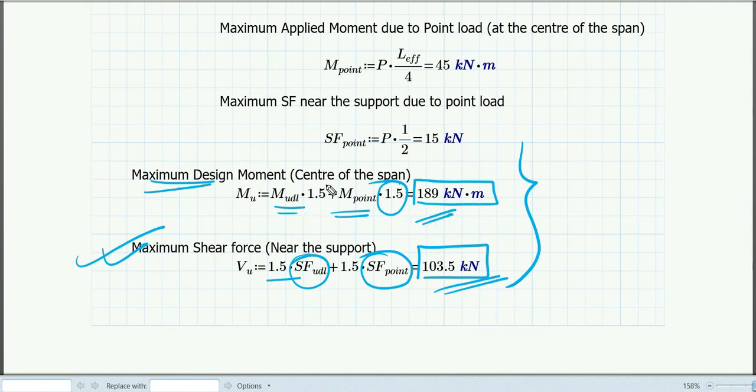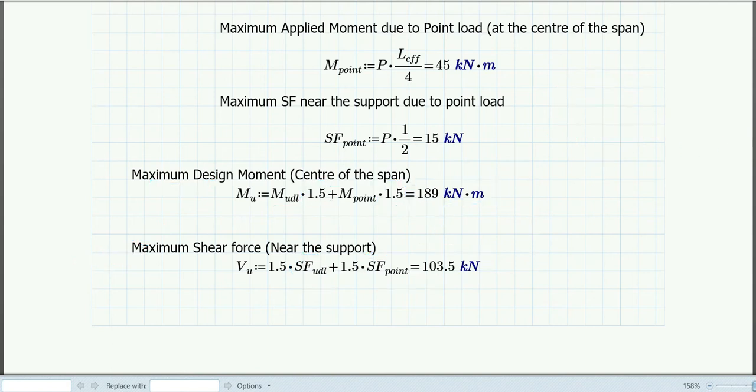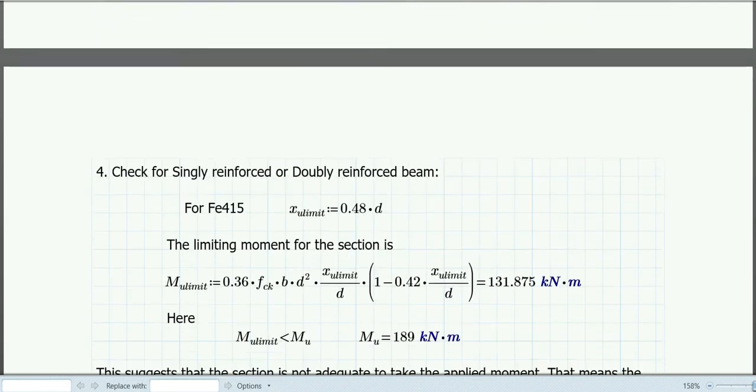And another thing that I want to repeat again, that this partial safety factor, though I have multiplied at the latest stage, if the partial safety factors are different for dead load and live load, suppose for dead load it is 1.5 and for live load it is 1.2, in that case you have to do this multiplication at the previous stage itself, while you are combining dead load and live load. But here, as the dead load and live load multiplication factor is 1.5, we have done it at the later stage, okay. Now let's go to the next page.